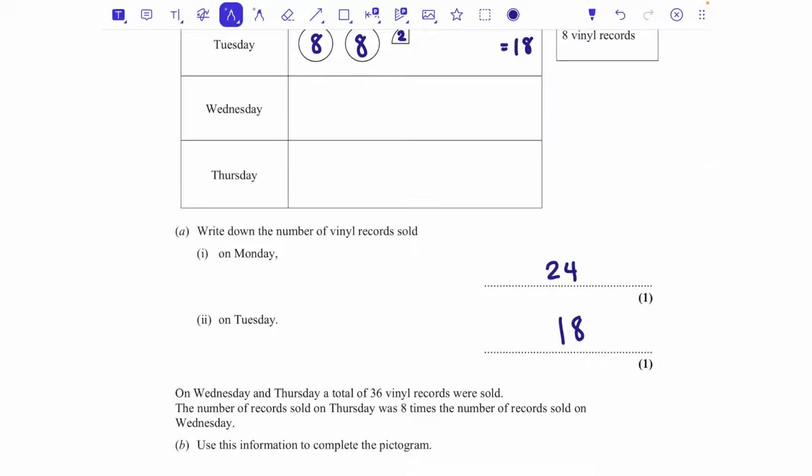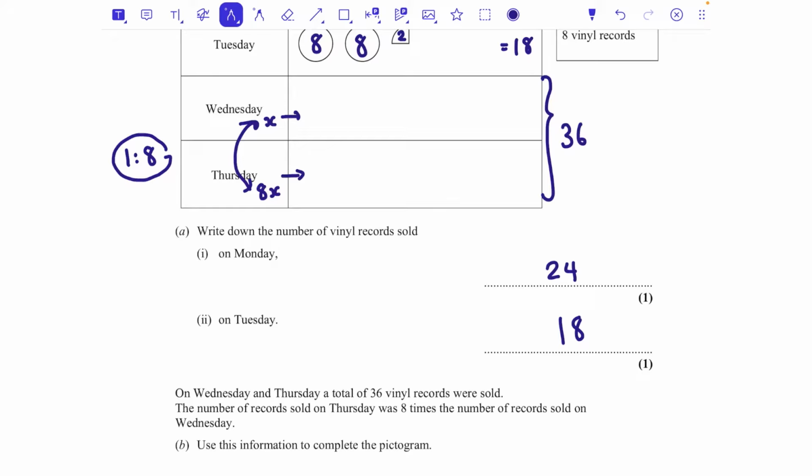It then says on Wednesday and Thursday, a total of 36 were sold. So I know that between Wednesday and Thursday, it needs to add up to 36. The number of records sold on Thursday was 8 times the number of records sold on Wednesday. Now that is something they like to do a lot, this skill, where this one has to be 8 times this one. So whatever Wednesday is, I'm going to call it X, and Thursday is 8X. Or you can think of it as being in the ratio 1 to 8. So this number has to be 8 times bigger. Now, altogether, that makes 9 parts.